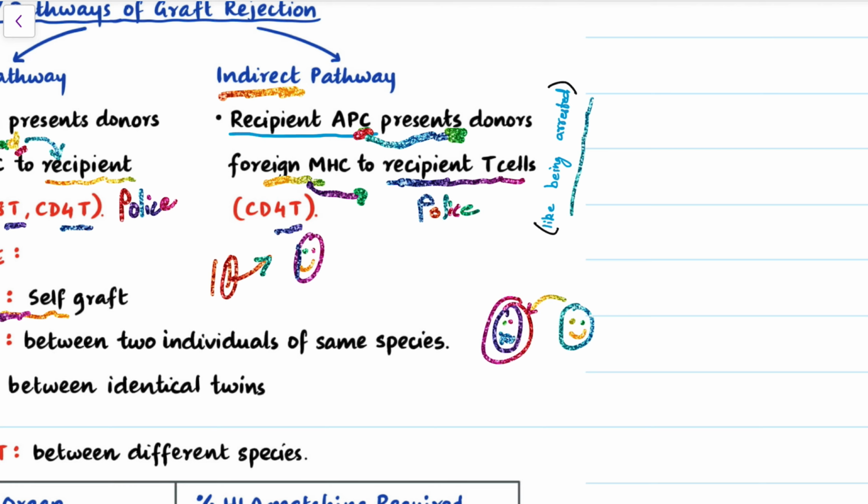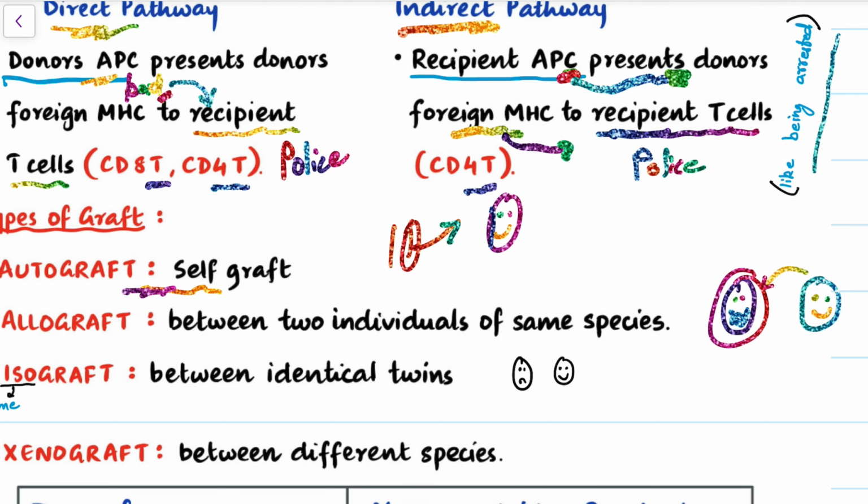And the isograft is between identical twins. Say there are two identical twins and one of them has some sort of organ failure, so an organ is transplanted from the healthier one to the unhealthy one. So that is isograft. And xenografts, that is a niche topic actually, which is between different species, such as transplanting between a human and, I don't know, maybe a pig or maybe a fish. Okay, and for all these, HLA matching is required.